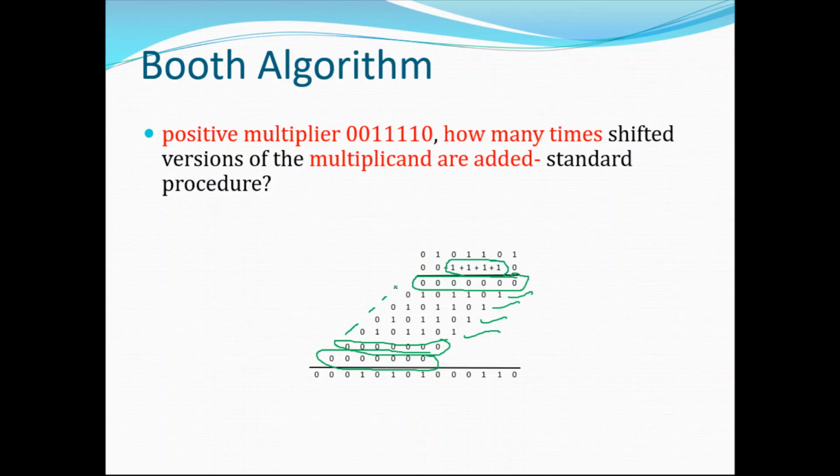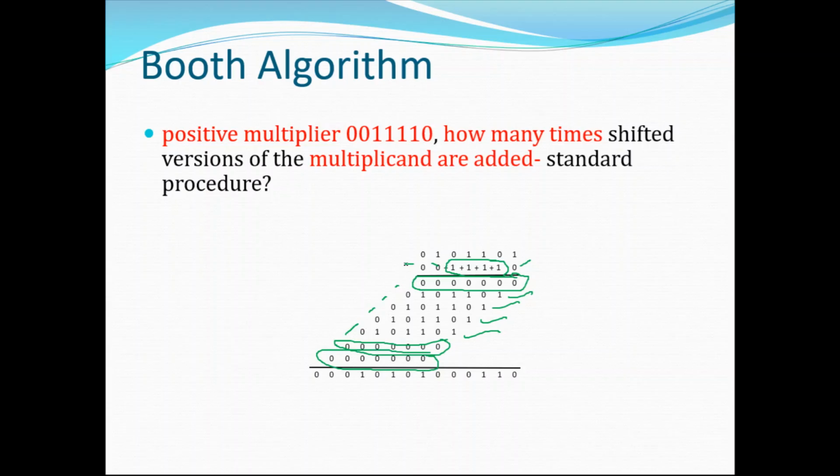1, 2, 3, 4. No more than 4 times addition is going on. Okay, remaining bits are 0, so they are not included in the addition part. Right? I think it's clear. Okay. Now is there a way to reduce this?